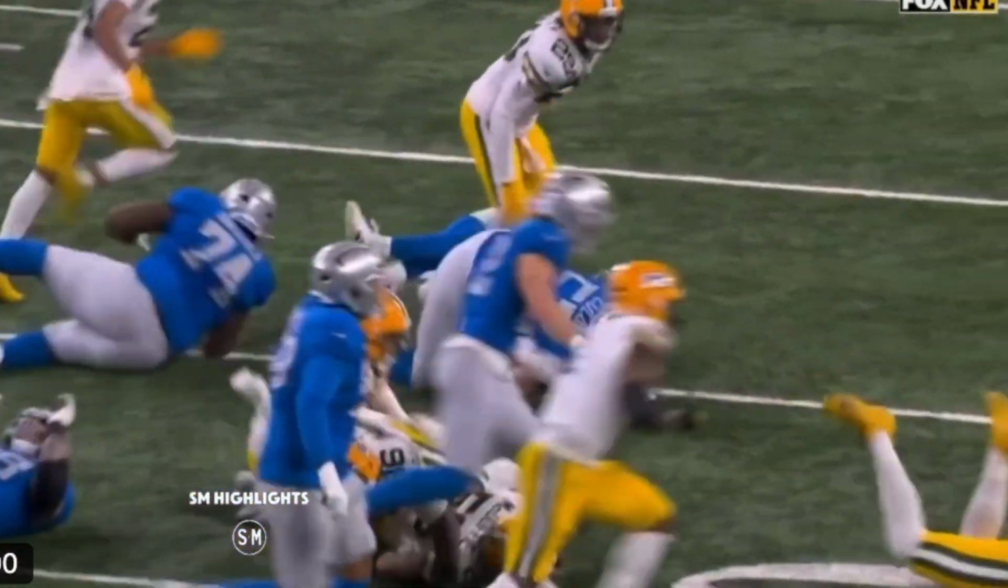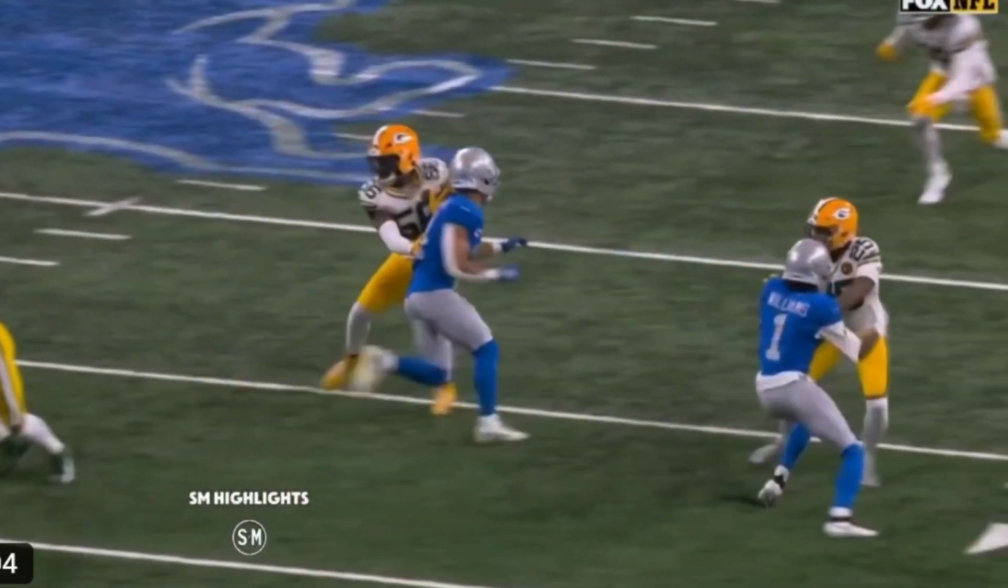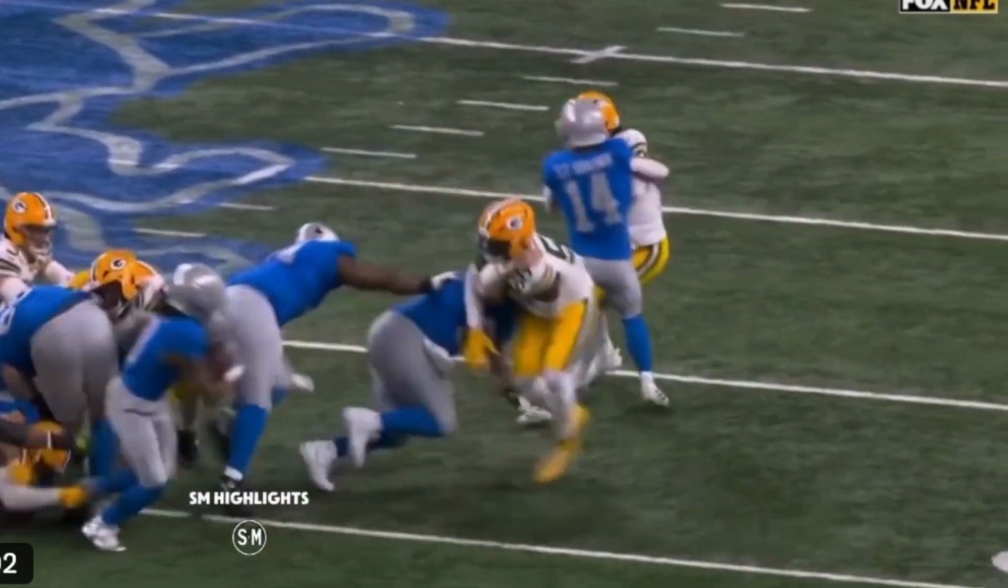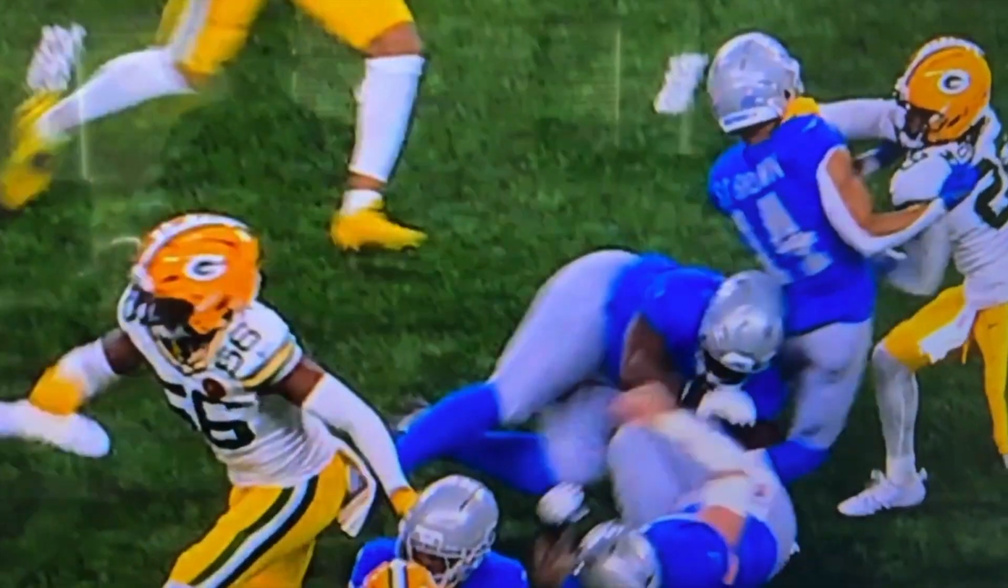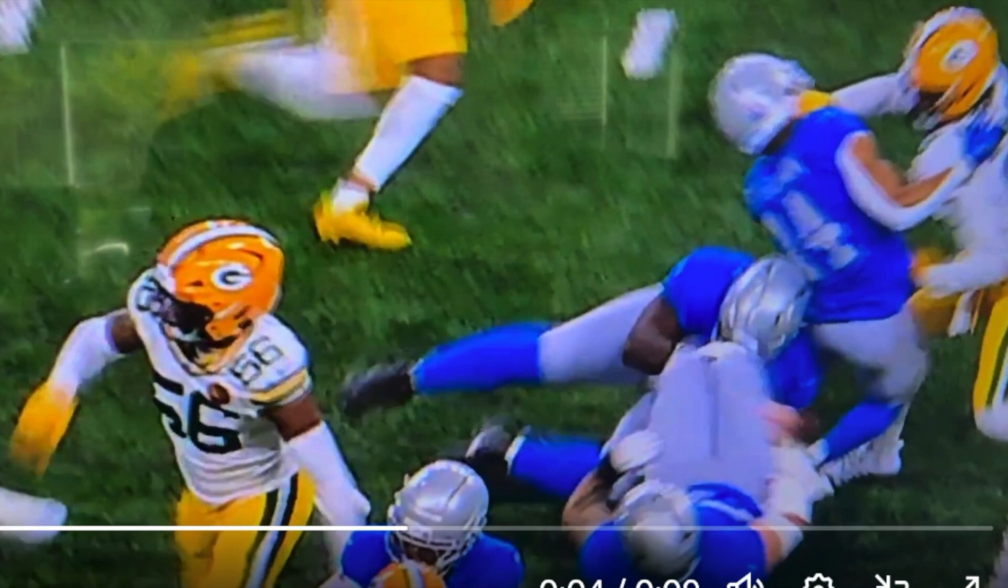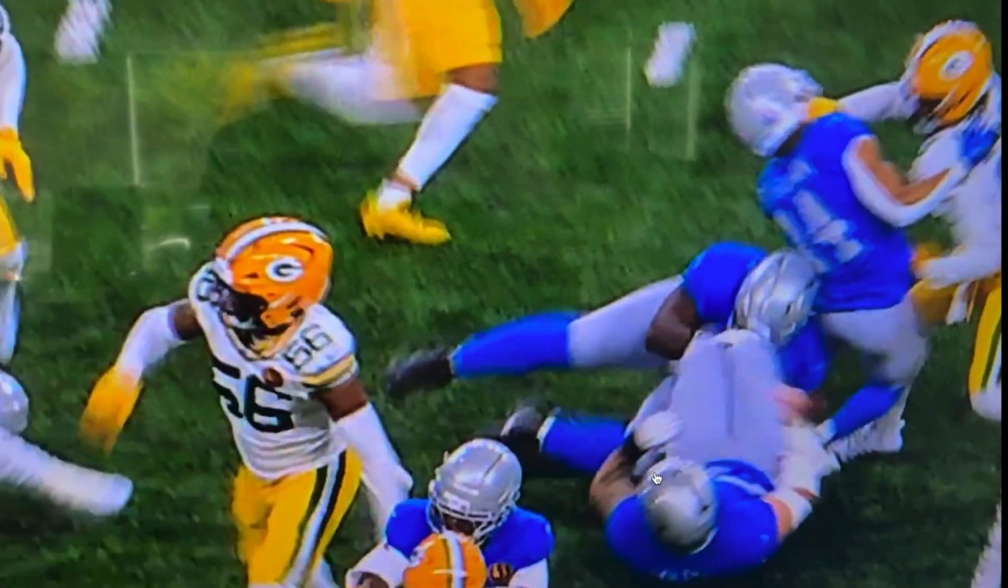Amon-Ra St. Brown, wide receiver from the Detroit Lions, suffered an ankle injury against the Green Bay Packers on Thanksgiving Day. If we take a little bit closer look at what happened during the play, it's kind of hard to tell exactly where or what happened to that ankle. We see it get rolled up by the offensive lineman here, not being able to get a good view of if it's going into excessive dorsiflexion with external rotation or even an inversion.